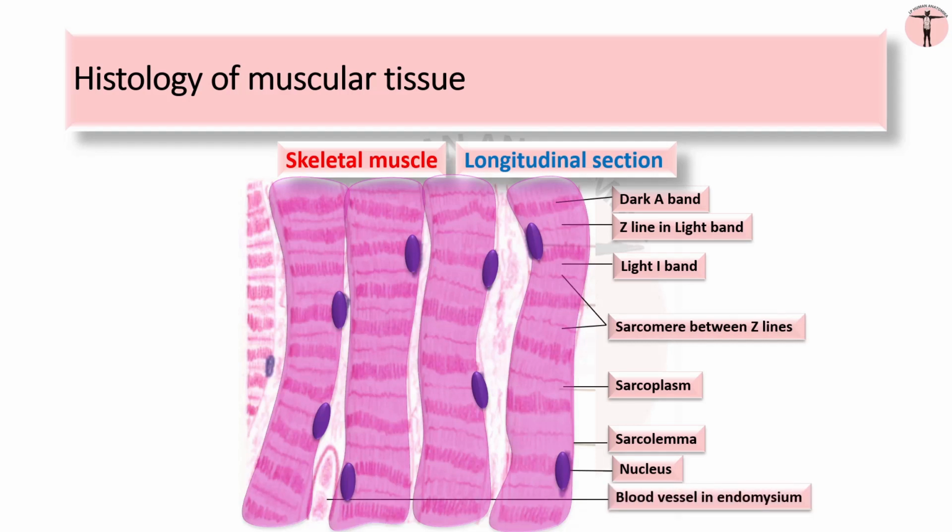Each muscle fiber is surrounded by endomysium with blood vessels and nerves in it. The ultrastructural features cannot be observed under light microscope. It is only observed under the electron microscope. So these are the features which can be observed under the light microscope.